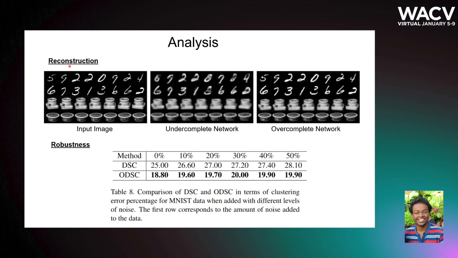We also see that the reconstructions of the overcomplete network are far better than the undercomplete network, which shows that the overcomplete network actually learns better representation to reconstruct the image. Also, we conduct an experiment in which we add noise to the input data and see how it affects the robustness of the proposed algorithms. We see that our method performs better even under noise.